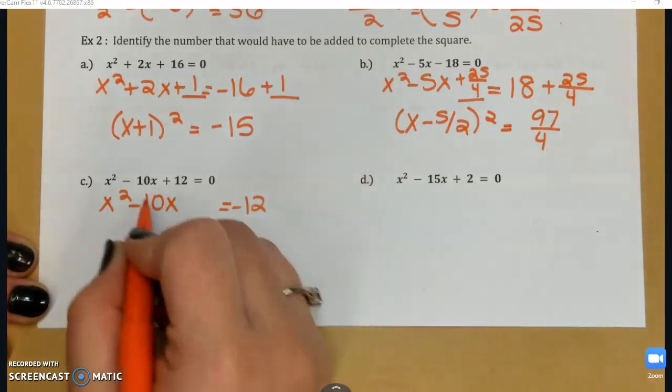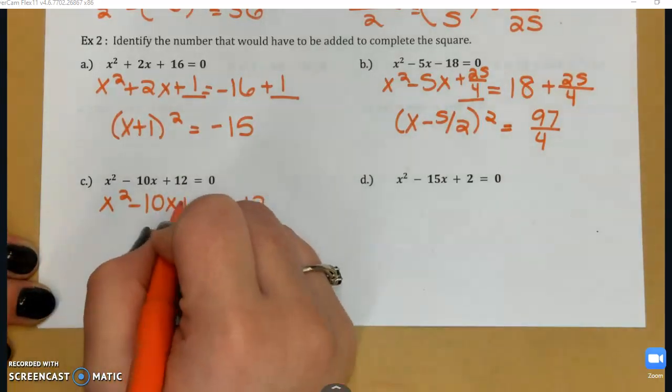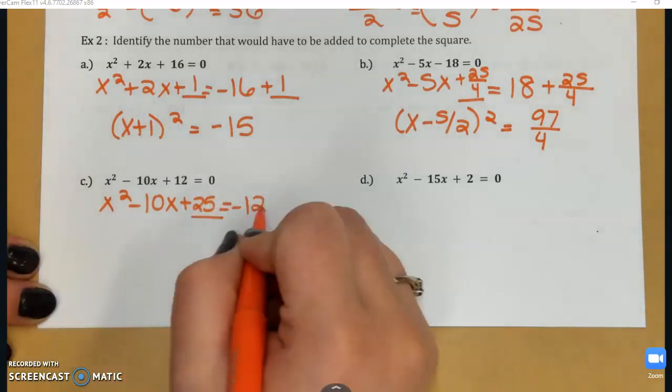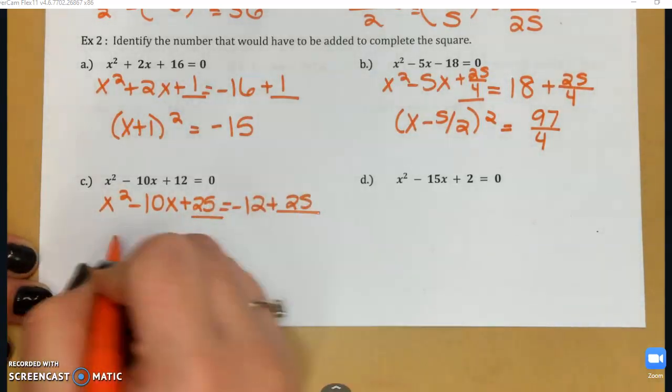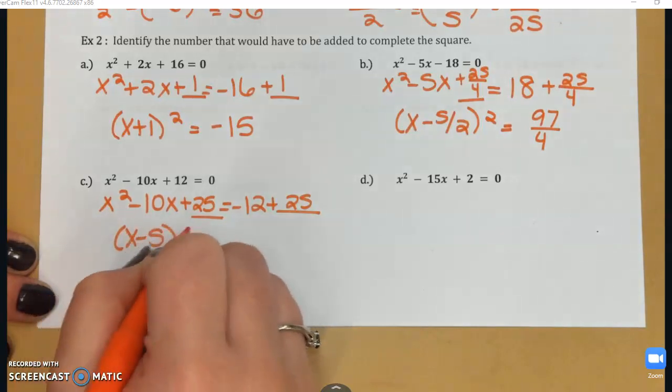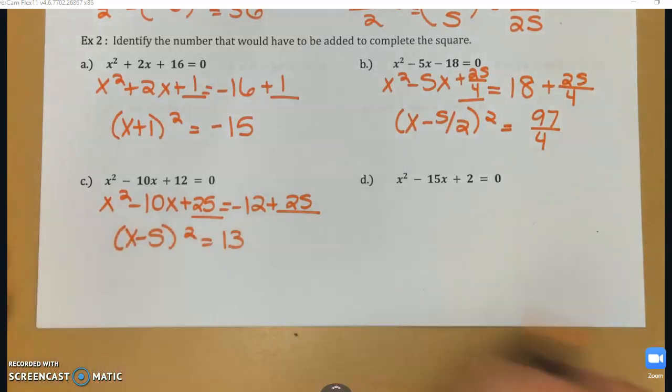I need to half the middle term and square it. Half of negative 10 is negative 5. Negative 5 squared is 25. If I'm adding it on the left, I need to add it on the right. So x minus 5 squared is equal to 13.